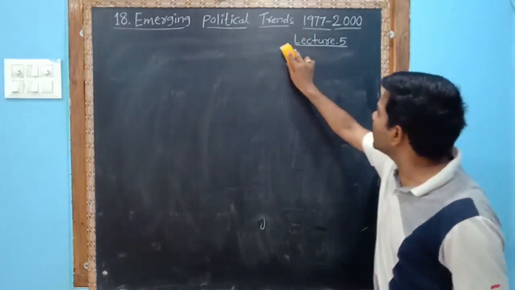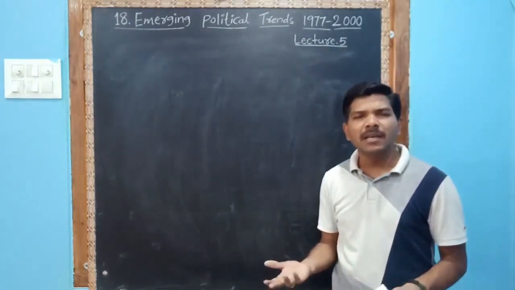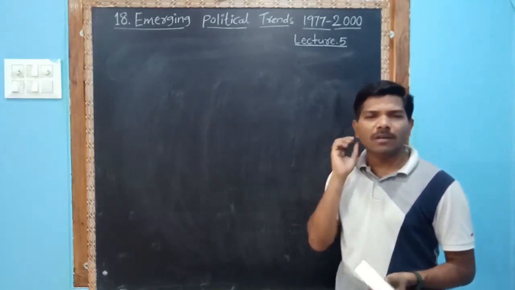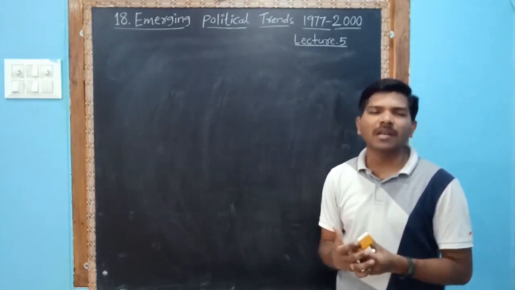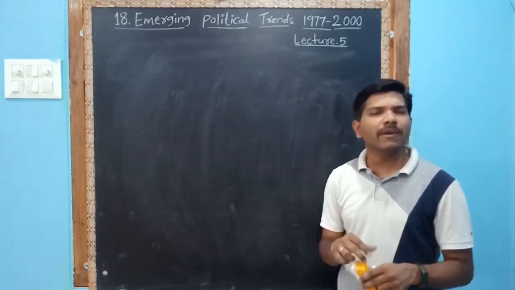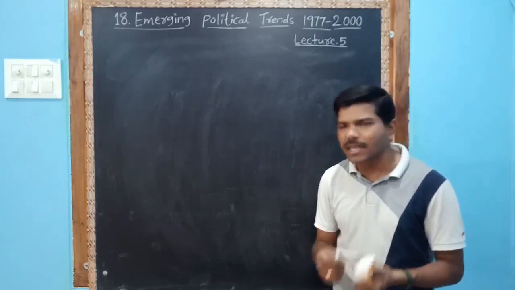You have to remember the term policy paralysis. Policy paralysis means it is paralysis. The Prime Minister can't do any work, because if the Prime Minister does certain work, the other partners may not like it. So politicians usually say that no development is done during coalition government.